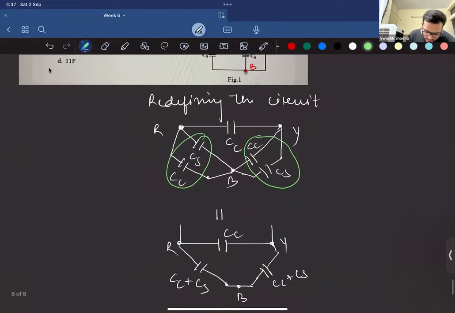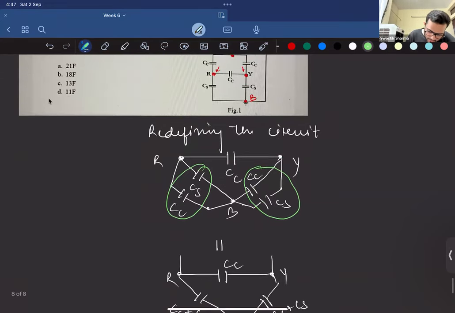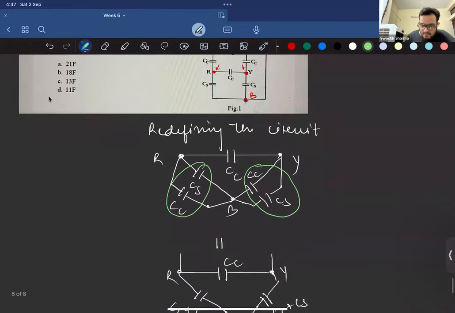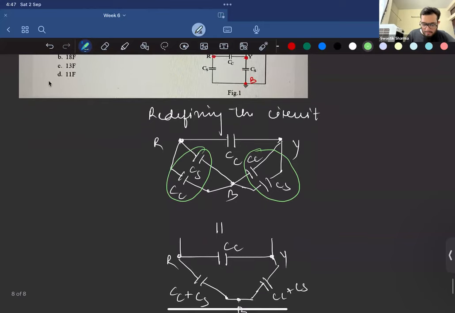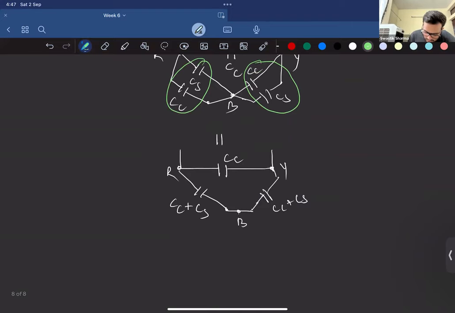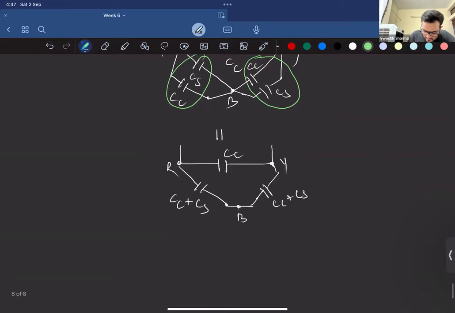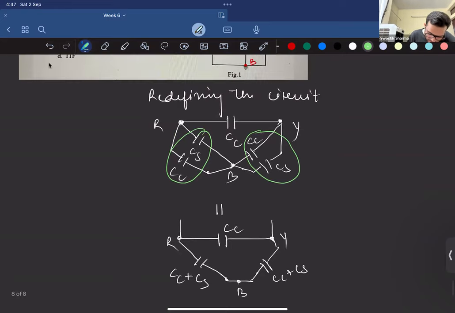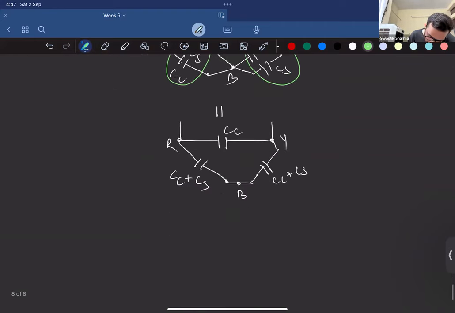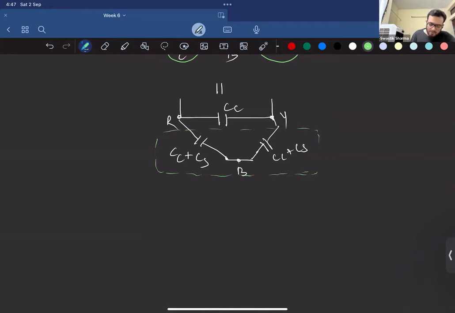So when we redrew the circuit, we found that there are two capacitances between R and B in parallel to each other, which is CC and CS. And a parallel combination is just simply the addition of those two capacitances, right? We did that. Now we got to this circuit, and we need to find the capacitance between R and Y. These two capacitances are in series now, right? So can you tell me what will be the equivalent capacitance when we redraw the circuit?